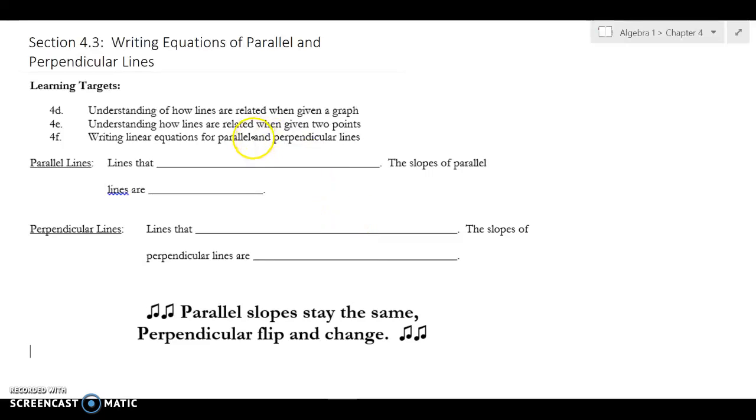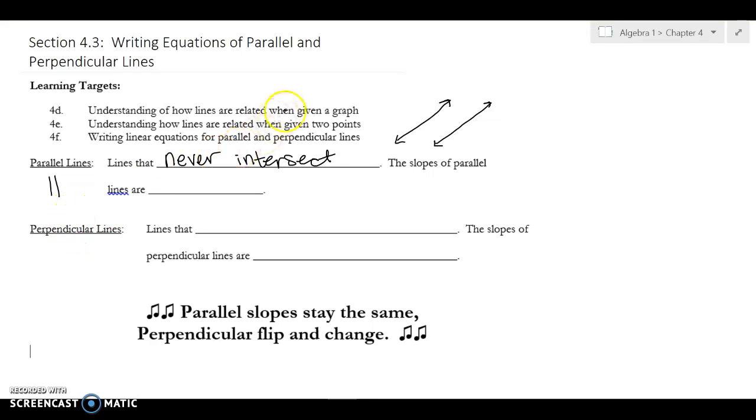All right, what we're working with today is equations of parallel and perpendicular lines. The first thing we need to know is what parallel lines look like. Parallel lines are lines that never intersect. One goes this way and the other one goes the same way, so they're never going to intersect. The symbol for parallel lines looks like an 11, but it's just two straight lines.